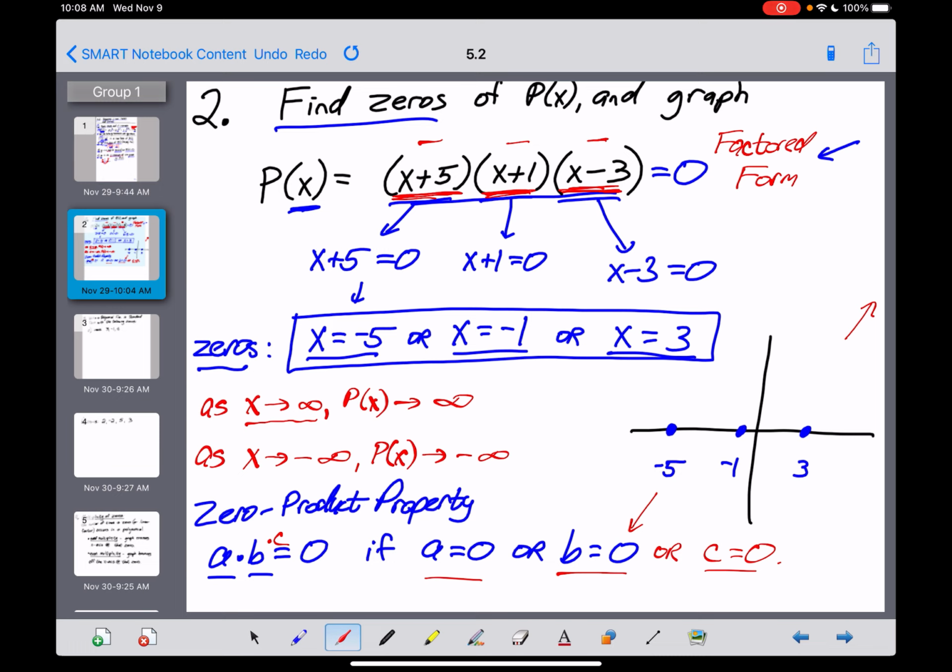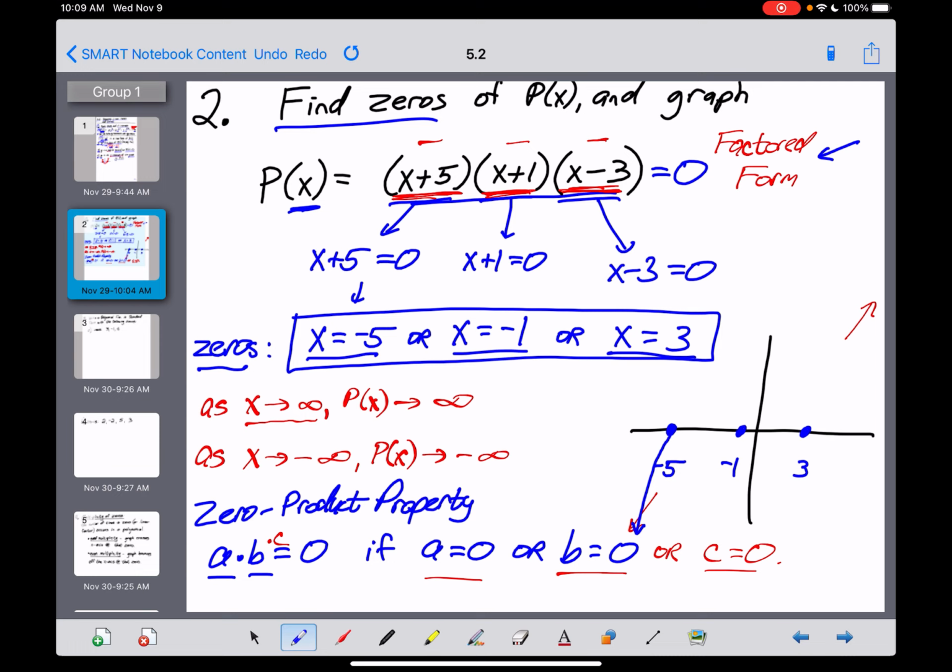Now, given that my polynomial graph has to pass the x-axis at these 3 points, here, here, and here, and given that it goes up on the right and down on the left, I actually do, right now, have a pretty good sense for what this polynomial function looks like. It goes down on the left, and that -5 is its first x-intercept.